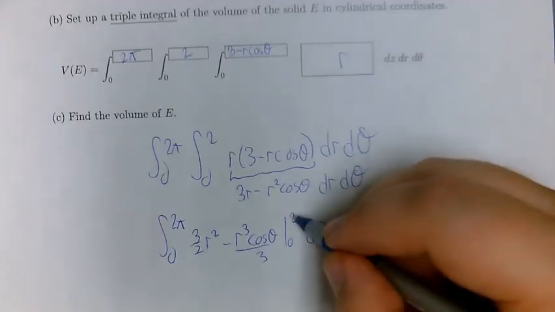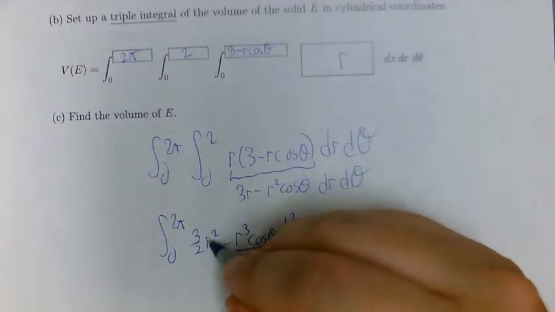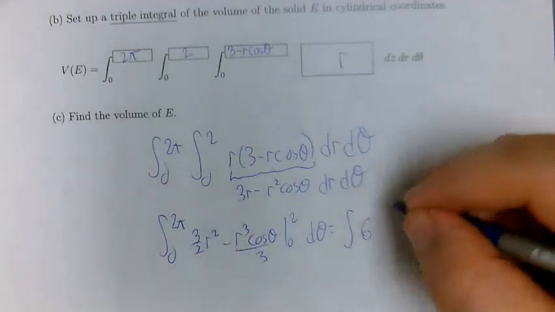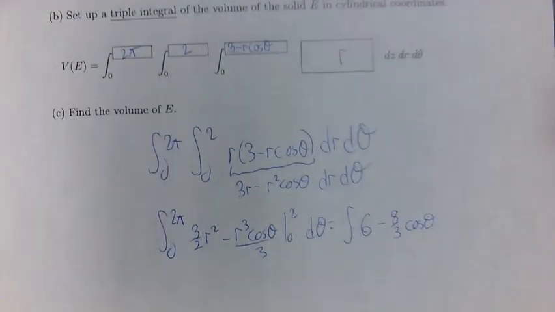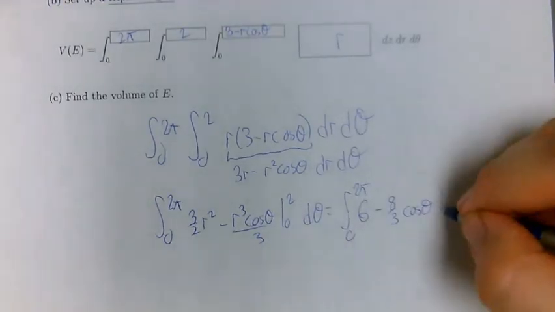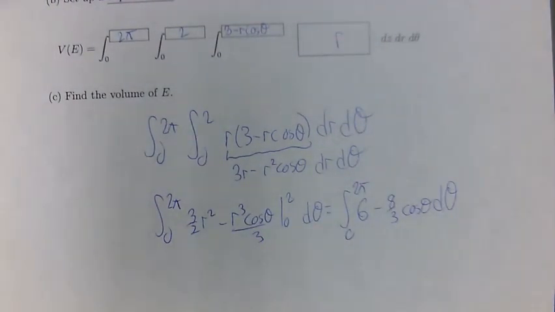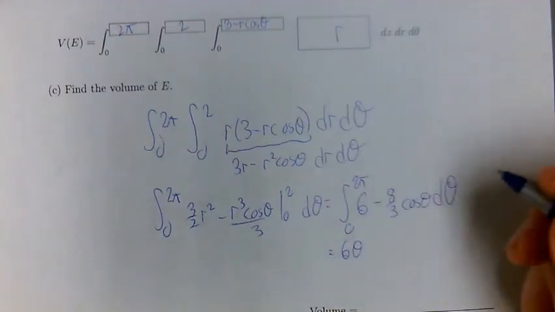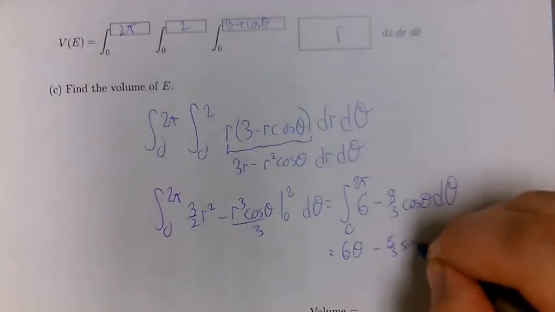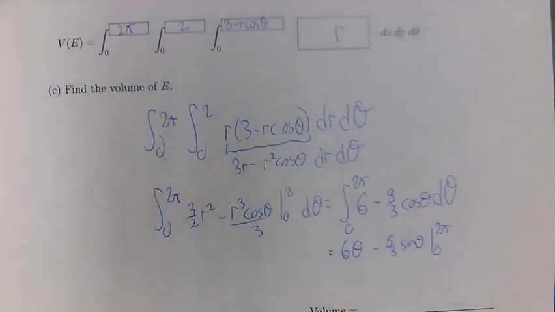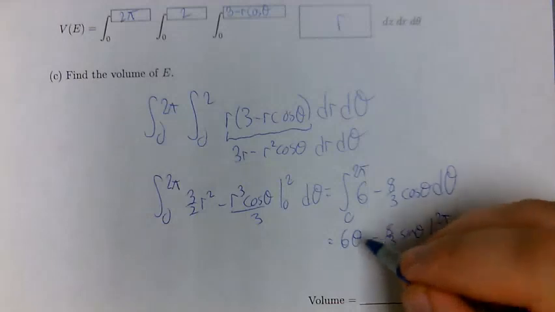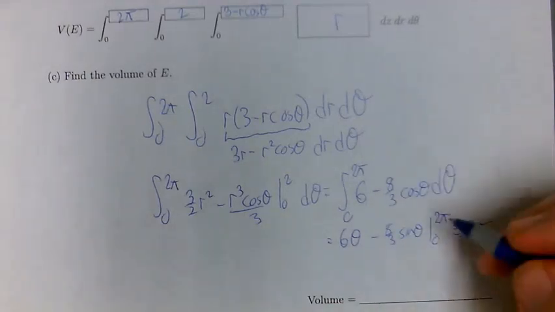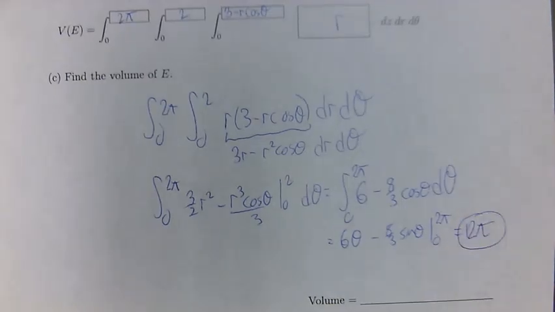Well, this will be, let's see here. I plug 2 into here, 2 squared over 2 is 2, times 3 is 6. I plug 2 into here, I have 8 thirds cosine of theta. And then putting 0 in for any of these will be 0. And then finally, I'm integrating this with respect to theta. So I have 6 theta minus 8 thirds sine of theta from 0 to 2 pi. Now, if I plug either 0 or 2 pi in for sine, that will all be 0. But I could plug 2 pi into here and get 12 pi out of this. But plugging in 0 will give me nothing. So it turns out that our volume, all combined, is going to be 12 pi for this.